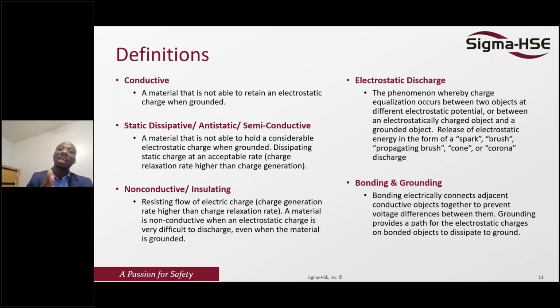If it is not grounded, and we'll go into the grounding and bonding very soon, if it's not connected to the earth, that means the charge accumulation will still stay there. But as soon as you connect it to the earth or grounding, then the electric potential will actually be zero. It will dissipate all the charges. That is a conductive material.